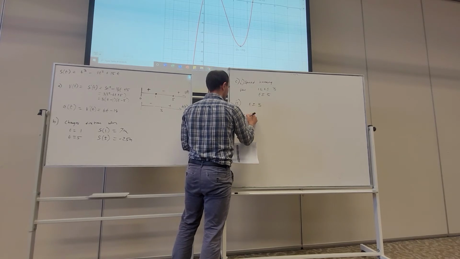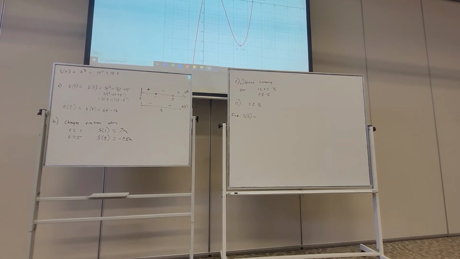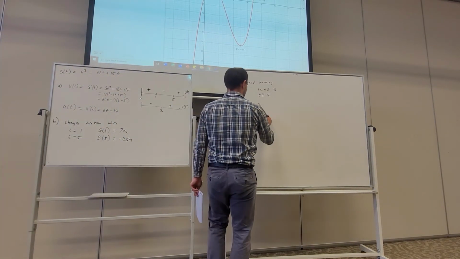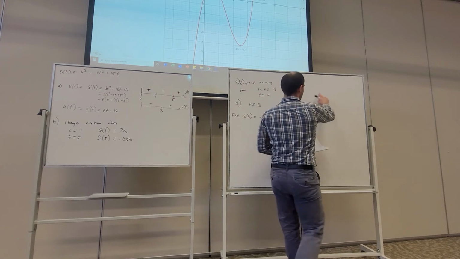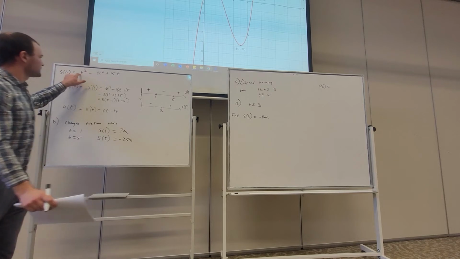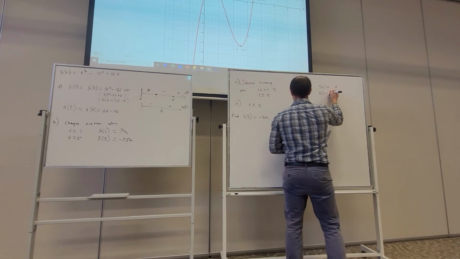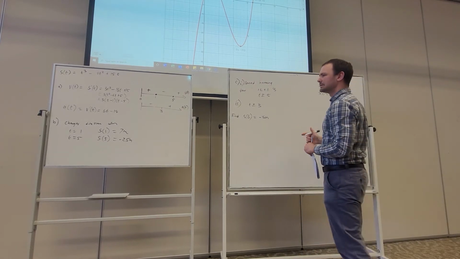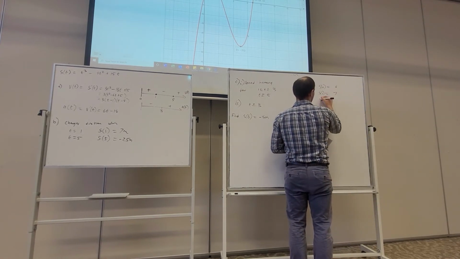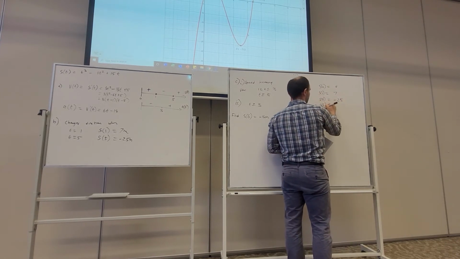Find S of 6 and draw a motion diagram. When time is 6, the displacement is minus 18. So let's look at all of these points we have. Obviously when time is 0, the displacement is 0. You put 0 in there, you get 0. It starts at 0. We've got S of 1 is 7, S of 5 is minus 25, and S of 6 is minus 18.